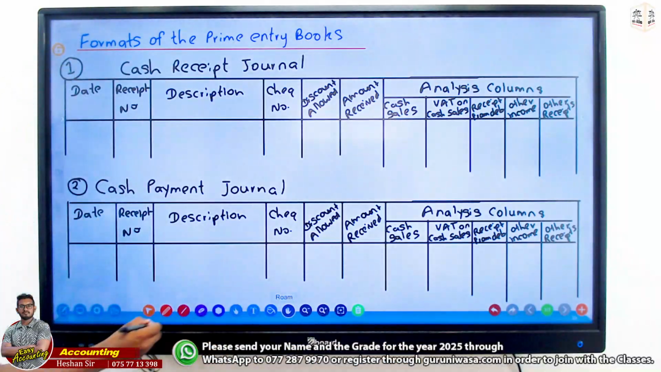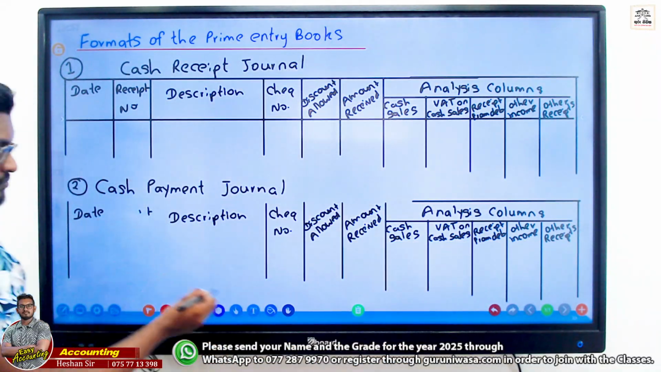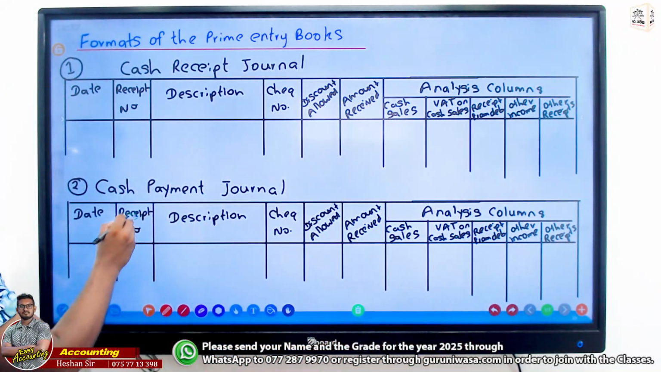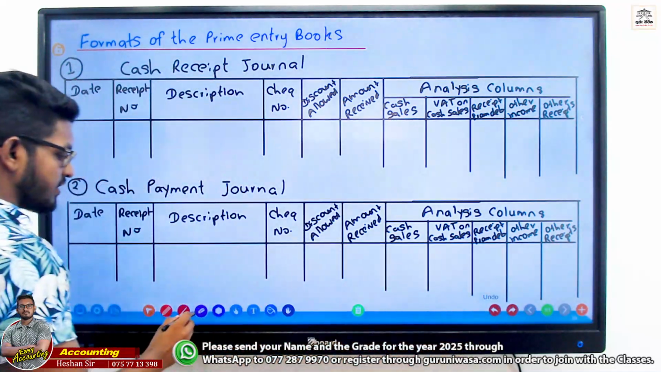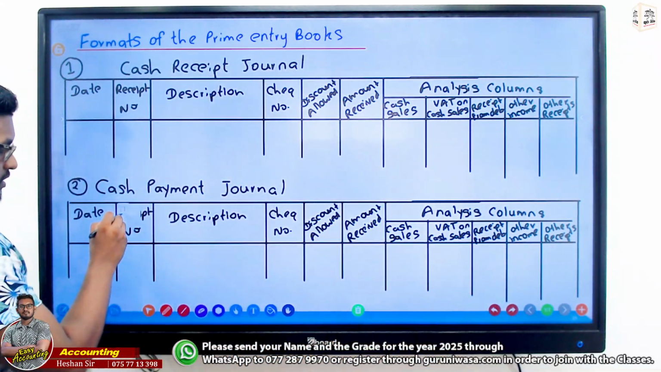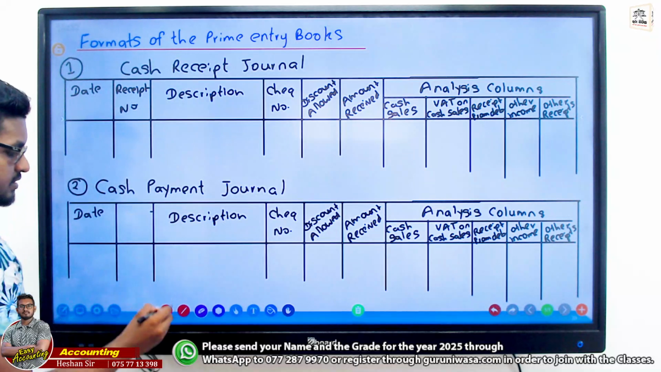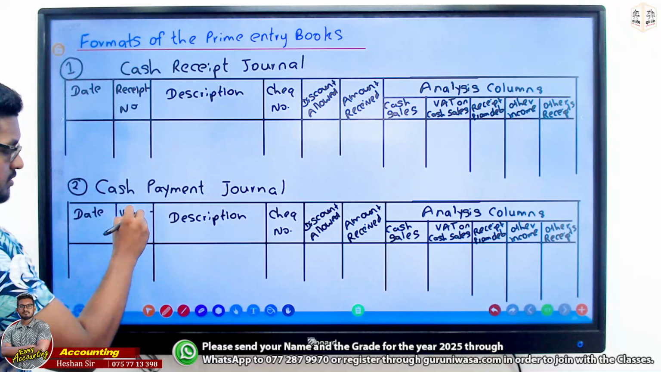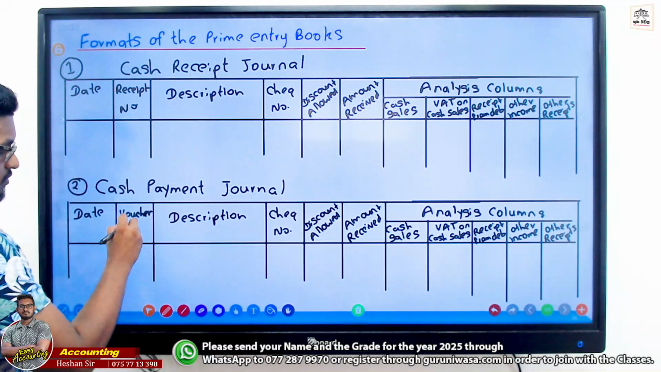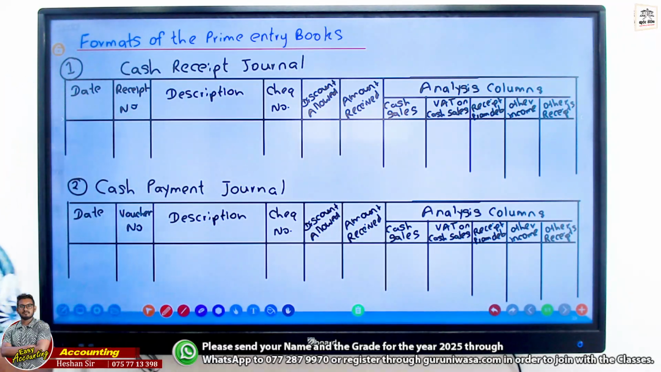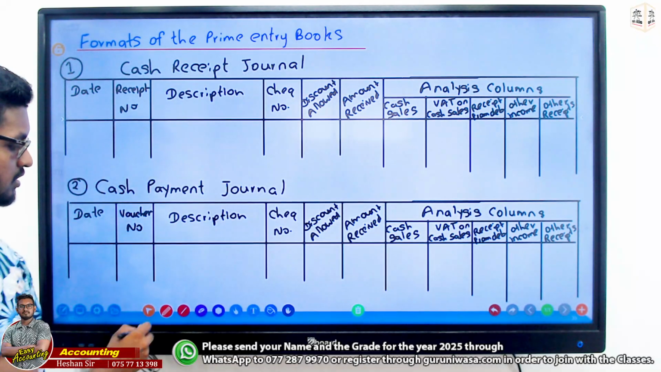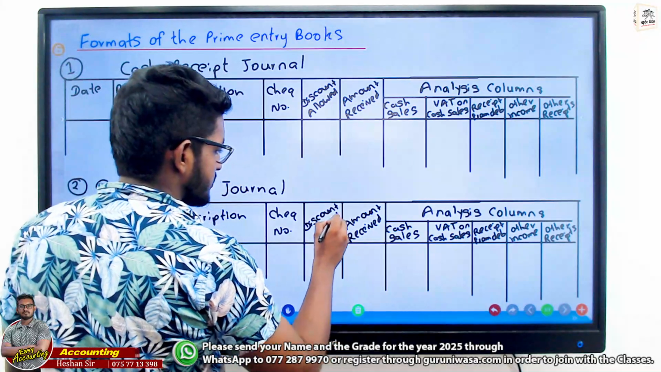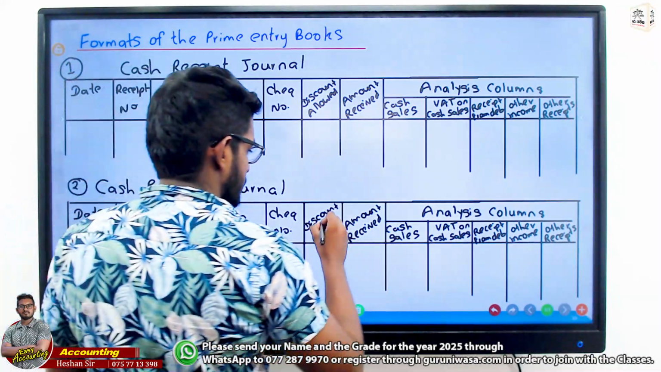Right? The same format, but things will be different. Date, not the receipt number. Then payment voucher number. Voucher number. Description, check amount. When we pay cash, we receive discount. So discount received.